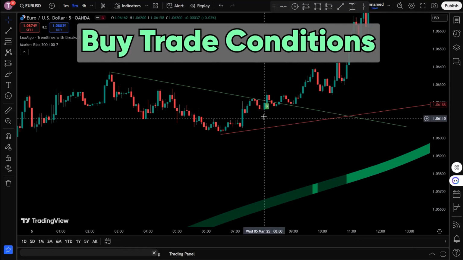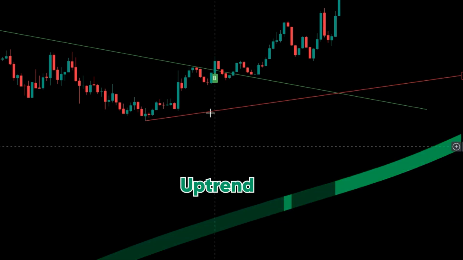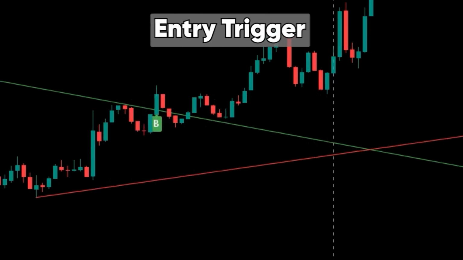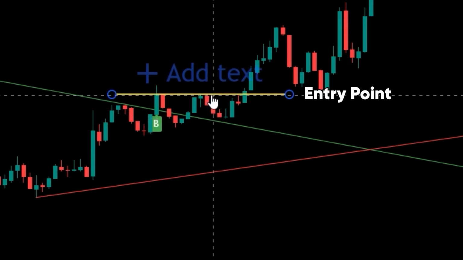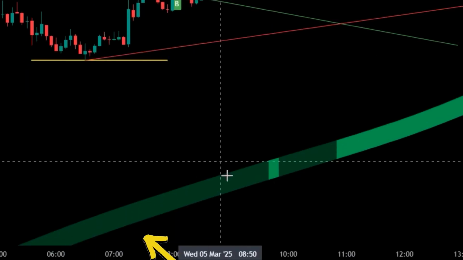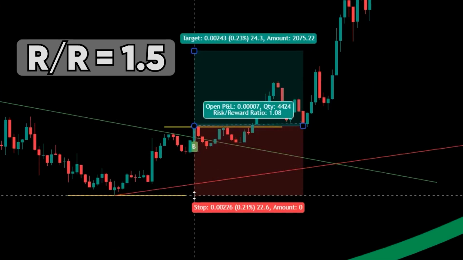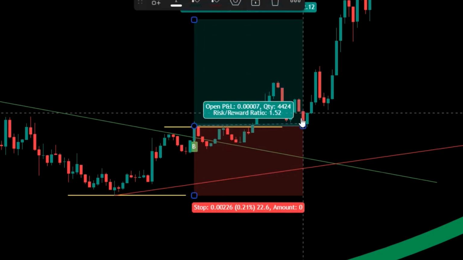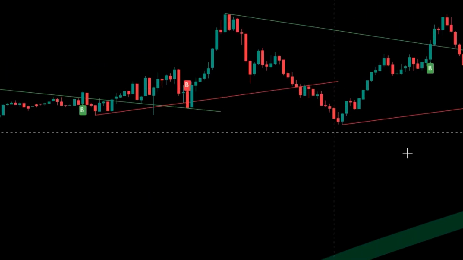Buy trade conditions. Price must be above the green market bias line, confirming an uptrend. A bullish breakout signal from the Trend Lines with Breaks indicator. Entry trigger, a green B signal. Stop loss slightly below the recent swing low or market bias line. Take profit, 1.5 times the risk of the trade. Ignore all sell signals when in an uptrend.